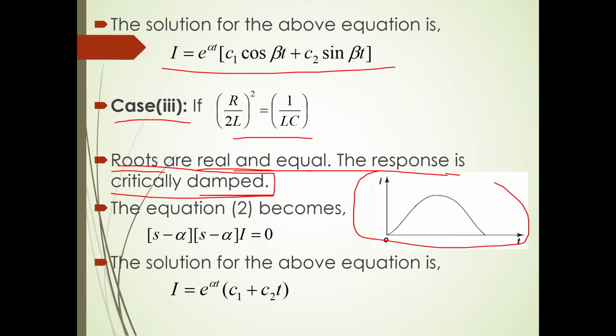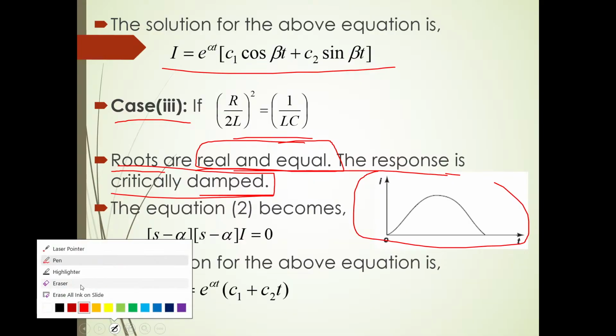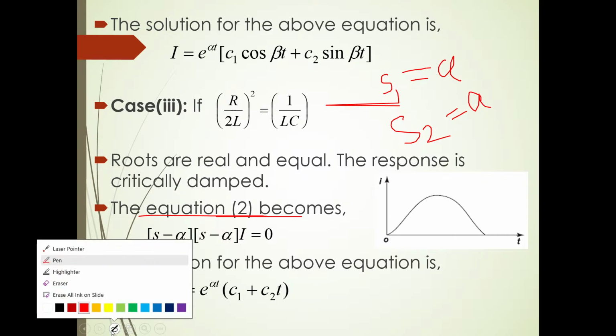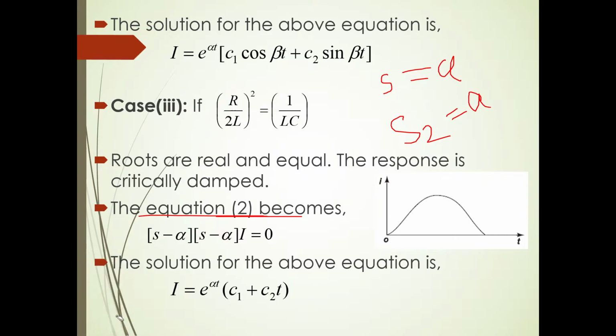So this is a critically damped response. How will the roots be? Real and equal. Real means there will not be any imaginary terms, and they are equal. So if S1 is alpha, then S2 will also be alpha. Both will be equal and they will be real terms.